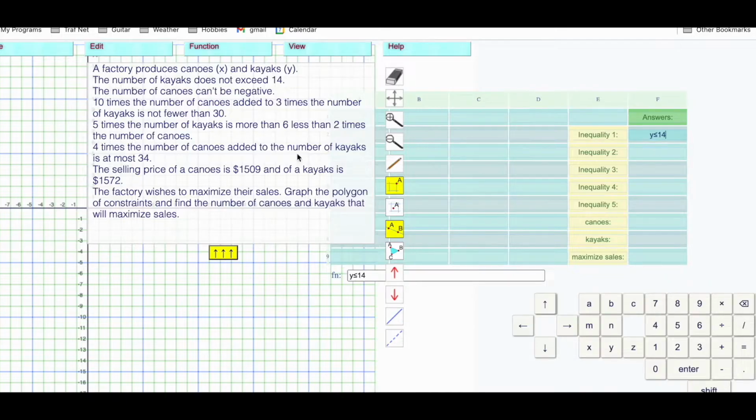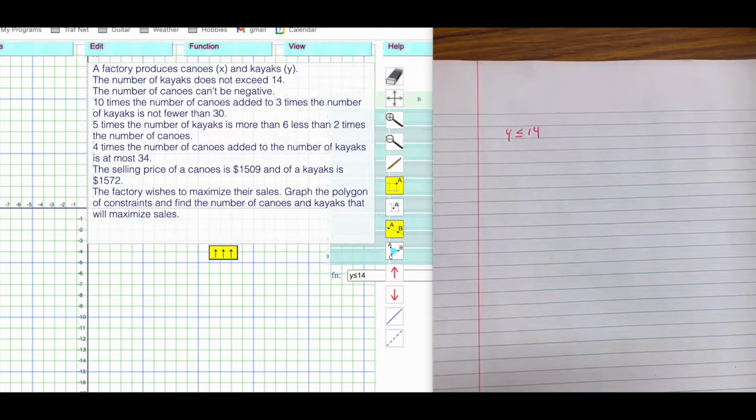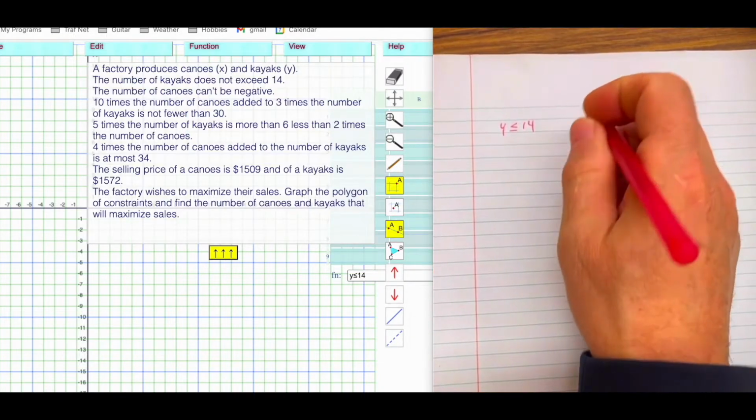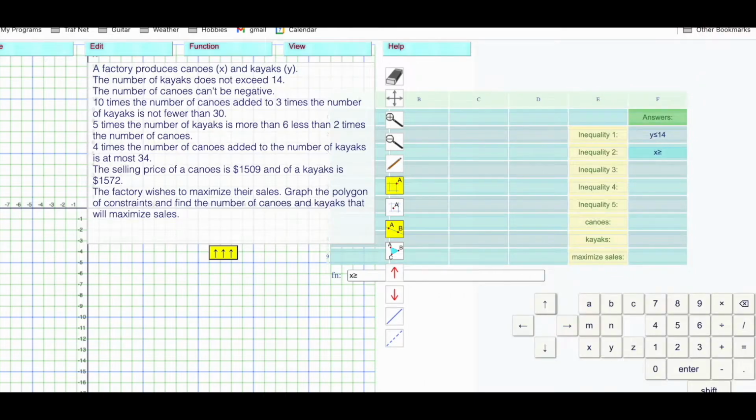The second constraint, the number of canoes can't be negative. Canoes are X. X can't be negative. X has to be greater than or equal to 0. X greater than or equal to 0.